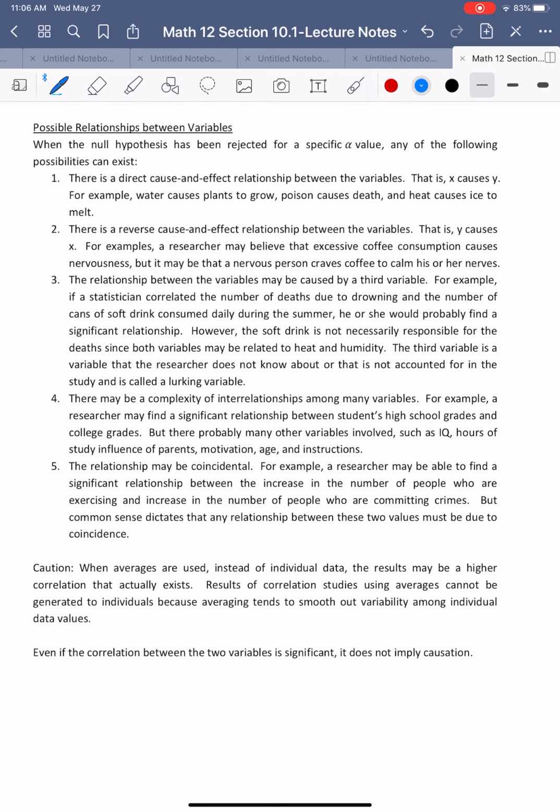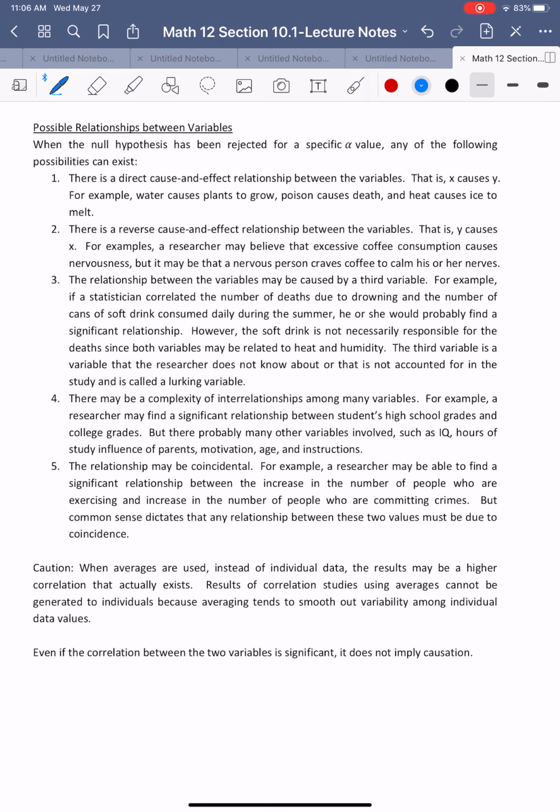Number 3, the relationship between the variables may be caused by a third variable. For example, if a statistician correlated the number of deaths due to drowning and the number of cans of soft drink consumed daily during the summer, he or she would probably find a significant relationship. However, the soft drink is not necessarily responsible for the deaths, since both variables may be related to heat and humidity. A third variable that the researcher does not know about, or that is not accounted for in the study, is called a lurking variable.